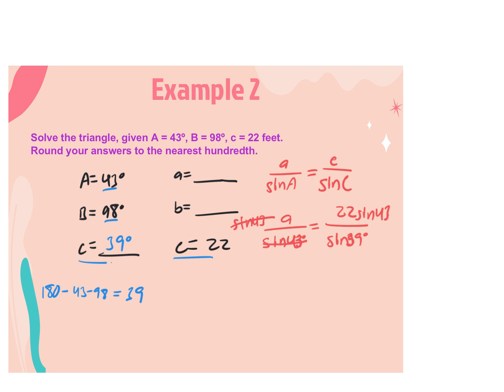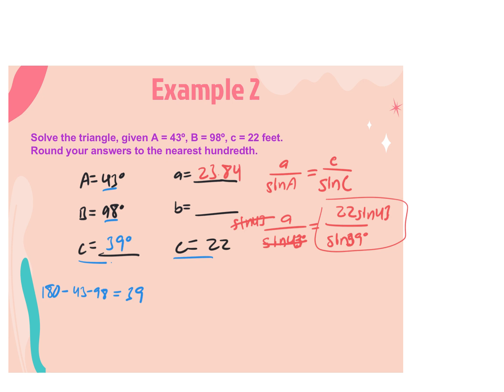Sine of 43 cancels out. And then when you plug that in your calculator, you get your answer. All right, so we should get 22 times sine of 43 divided by sine of 39, which should get you, to the nearest hundredth, 23.84.